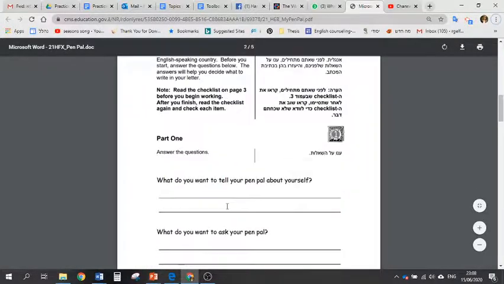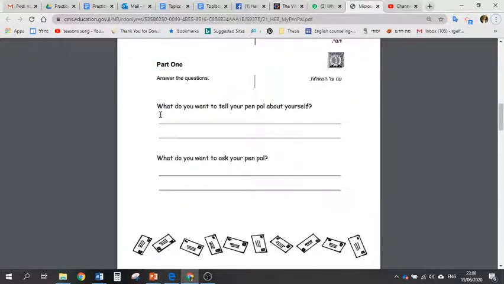Okay, so what are the questions? They need to answer, what do you want to tell your pen pal about yourself? They need to decide if they want to tell some hobbies, about some things that they like to do on their holiday. And then they need to ask a question. They need to ask a pen pal a question.